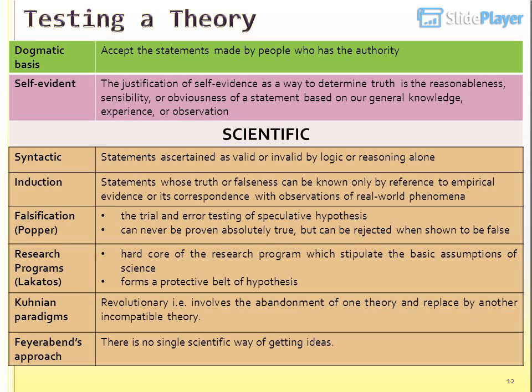Testing a theory, dogmatic basis: accept the statements made by people who have authority. Self-evident: the justification of self-evidence as a way to determine truth is the reasonableness, sensibility, or obviousness of a statement based on our general knowledge, experience, or observation.